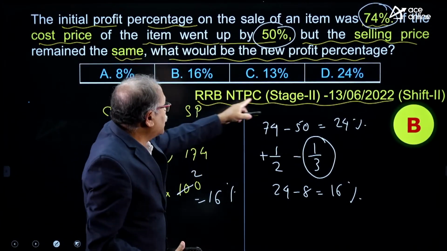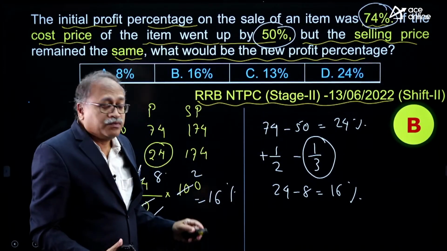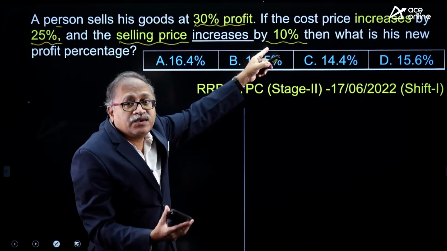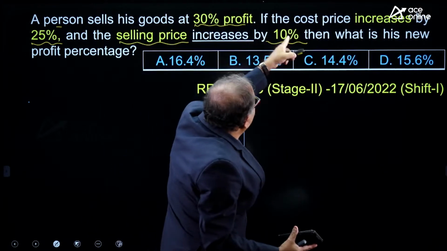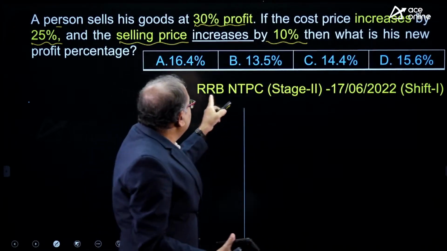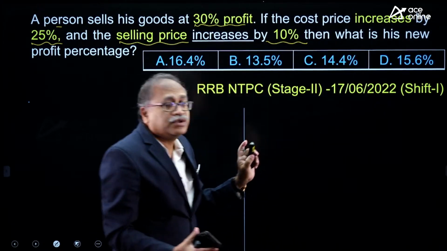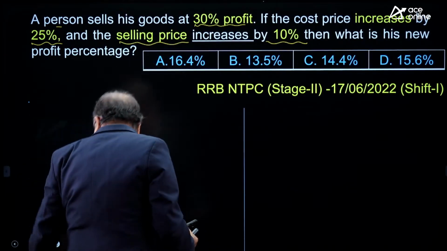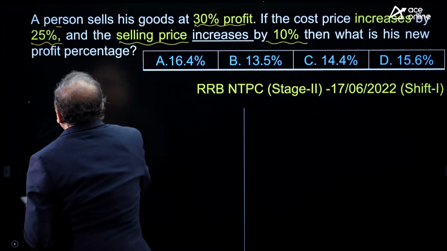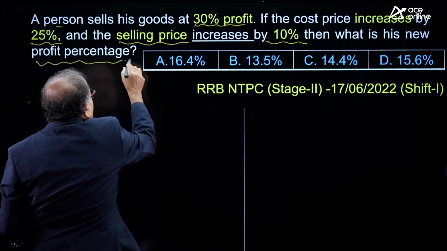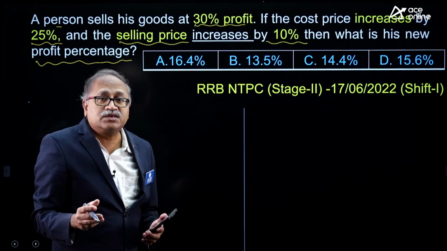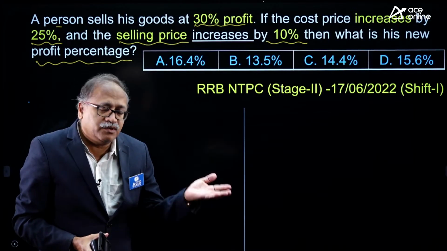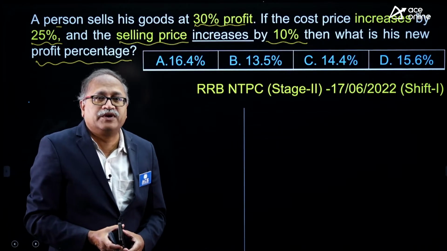Now here, this is RRB NTPC 2022. Now here the selling price is not the same. Selling price is also increased by 10%. Look at this one, RRB NTPC 2021 Stage 1. So what is the new profit percentage? What is the new profit percentage? There are two methods. Generally my competitor will do one method, and we will make the difference with a different approach.